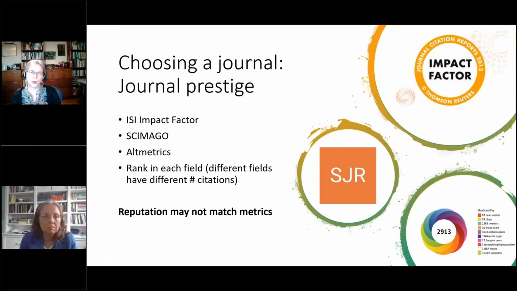In terms of journal prestige, there are a number of quantitative indicators like the ISI impact factor, the Scimago, altmetrics, and these are described. We're not going to go into each of these, but they are described in our PowerPoint, which will be made available online after the webinar. We will describe a little bit more on altmetrics later on. But quantitative indicators don't tell everything. The reputation of a journal may not necessarily match its quantitative metrics. So, all of this is just to say these are things you consider.